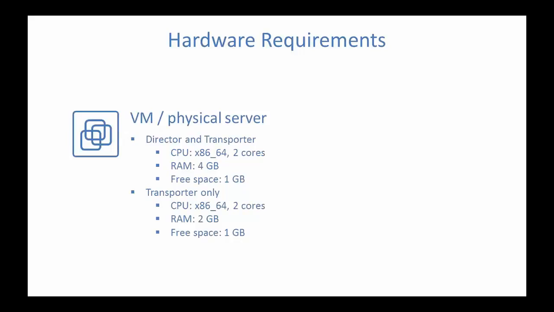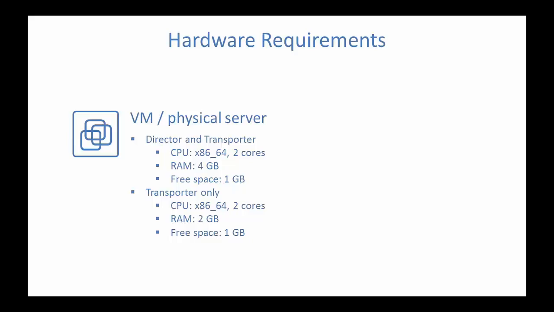So let's turn to the hardware requirements. If NAKIVO Backup and Replication is running on a VM or on a physical server, it requires 2 CPU cores and 4 gigs of RAM to operate in a default installation mode. If it is a transporter only, the minimum requirement is just 2 gigabytes of RAM, and this can run and process about 5 to 10 VMs at the same time. The default number for concurrent tasks per transporter is 6.